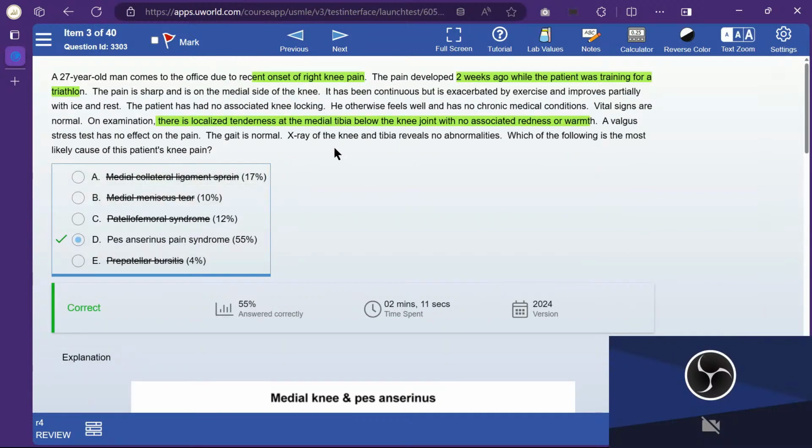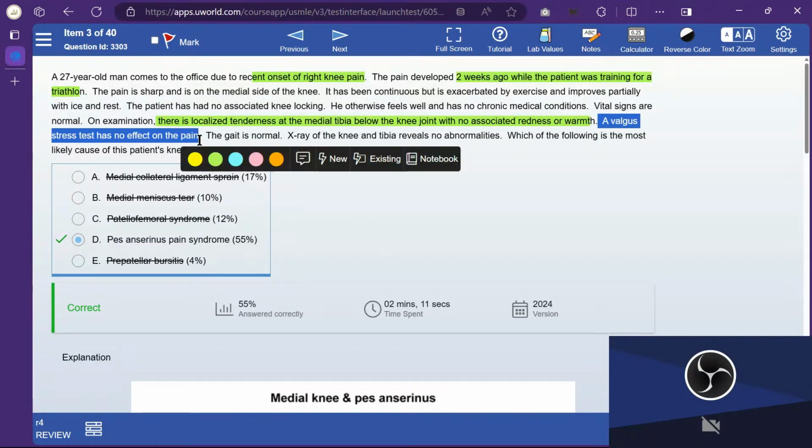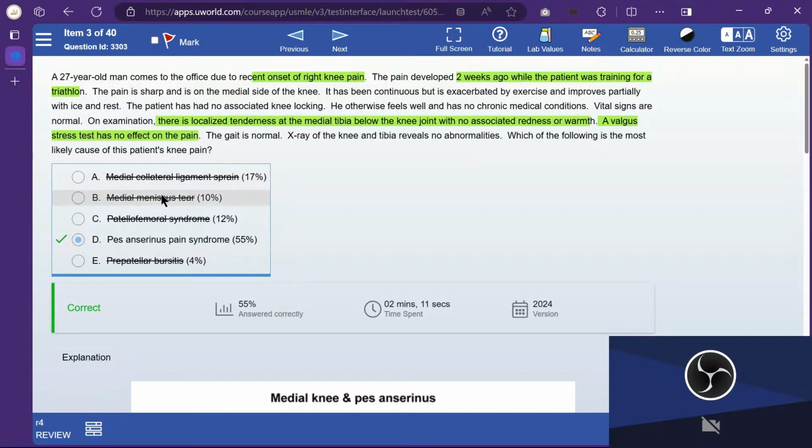The next question. In this question, what I'm trying to find out is the valgus test. The valgus test is for medial collateral ligament injury. The valgus test is negative, so the medial collateral ligament is intact. The medial meniscus is also intact. Prepatellar bursitis.